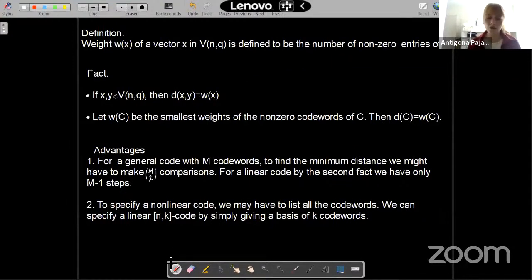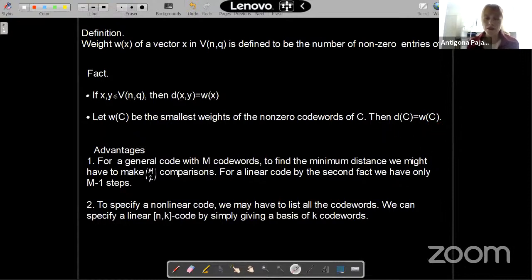Now, I wrote here some facts that I'm not going to prove, but you can find their proofs easily in every book that explains coding theory. If we have two vectors X and Y in our vector space, then the distance between X and Y is equal to the weight of X minus Y. The second fact: if we denote by W(C) the smallest weight of the non-zero code words in the code C, then the minimal distance of the code is equal to the smallest weight of the code.